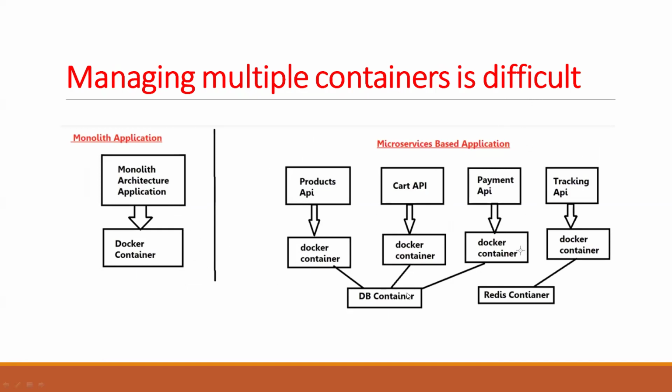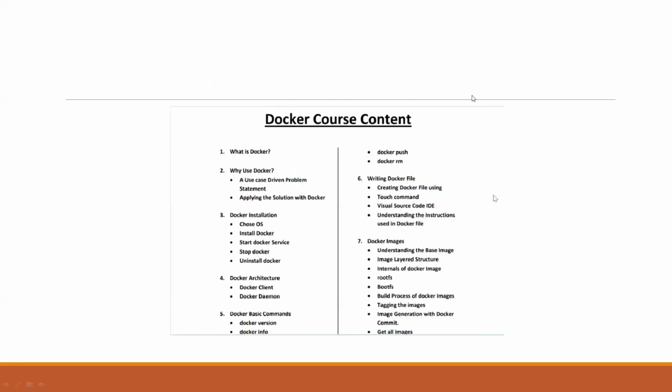Monolithic and microservice based applications: something like a products API, cart API, payment API, and tracking API. These all are containers. The products, cart API, and payment containers will connect to the DB container, and the tracking API container will connect to the Redis container. So managing multiple containers is difficult.